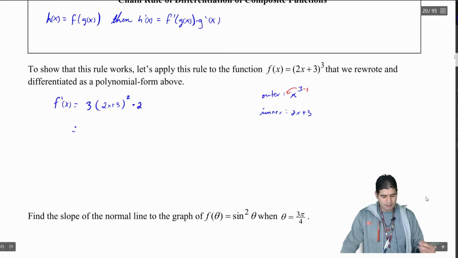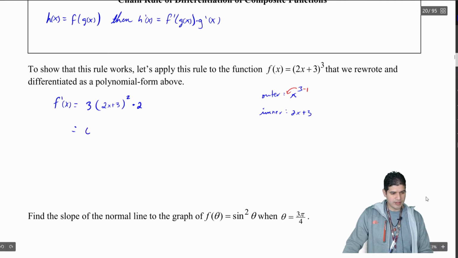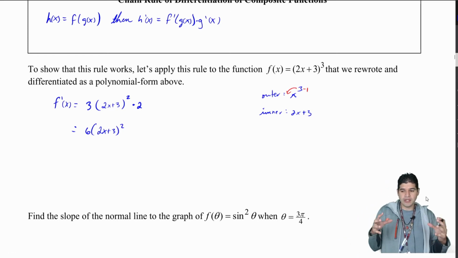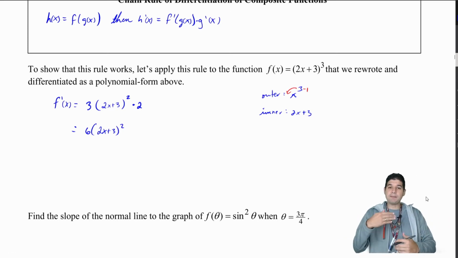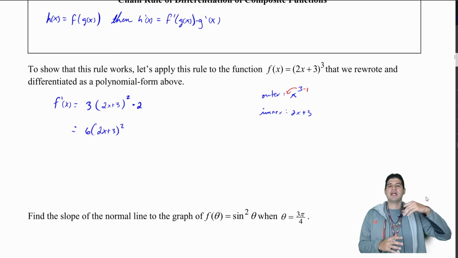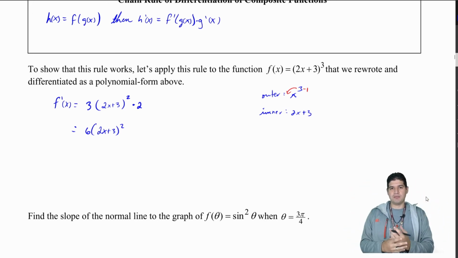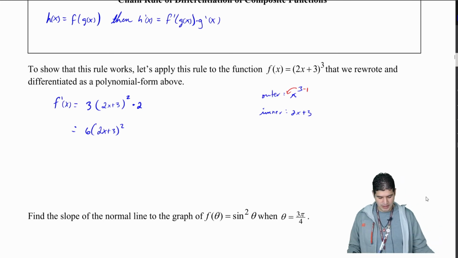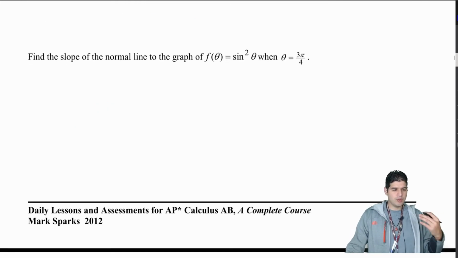All right, and if we just simplify this, 3 times 2, we're going to get 6, 2x plus 3 to the second power. And that's going to give us that full equation that we need. And it matches exactly what we had above. Notice above that took a lot of steps. So this is supposed to save us from doing all those steps. So now we're going to do a problem where we just need to find the slope of the normal line. So not the equation, just the slope.